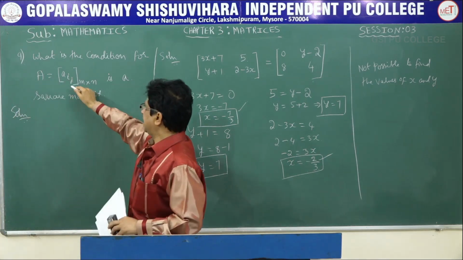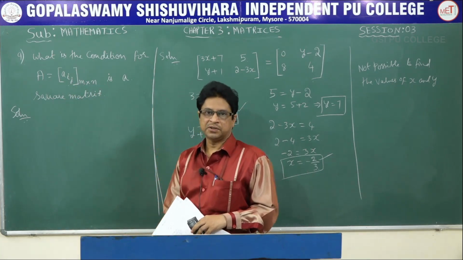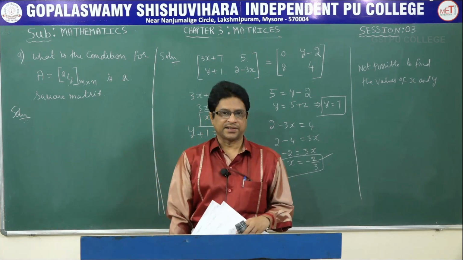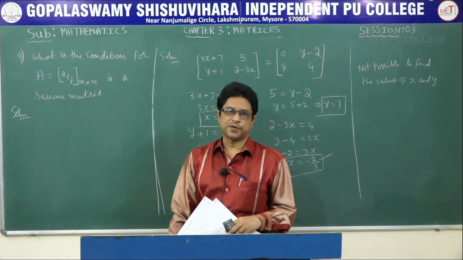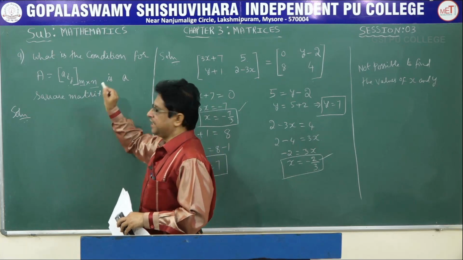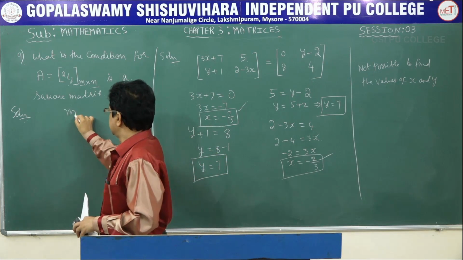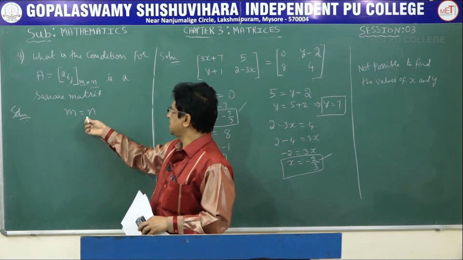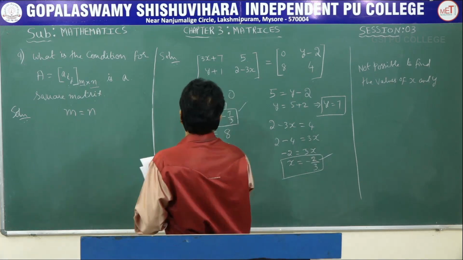See here, they have given the order of the matrix as m by n or m into n. We know what is meant by a square matrix. We know that a square matrix is a matrix where the number of rows should be equal to the number of columns. So here m into n is there. If this matrix is to be a square matrix, then the condition is m equals n. So this is the condition for a matrix A to be a square matrix. Next problem.